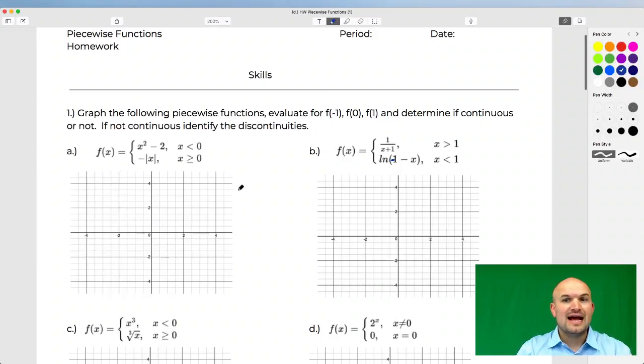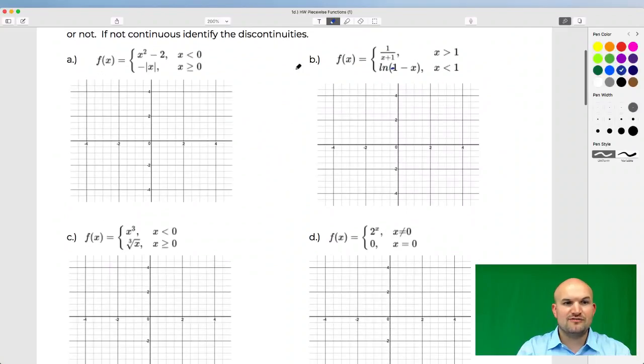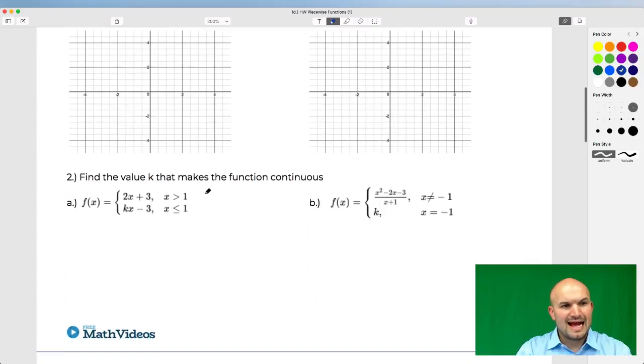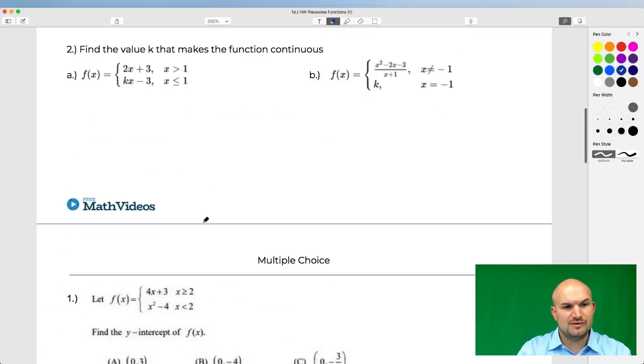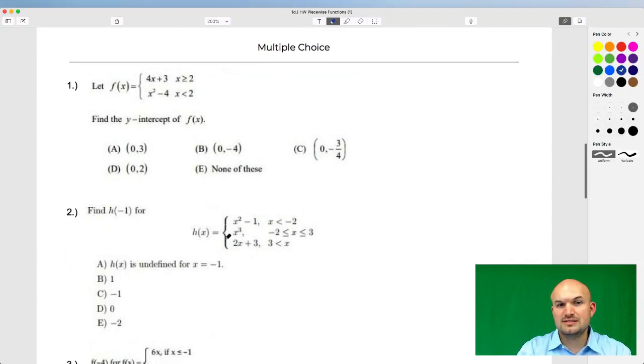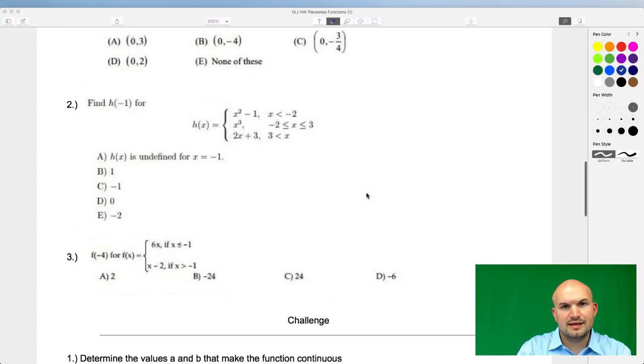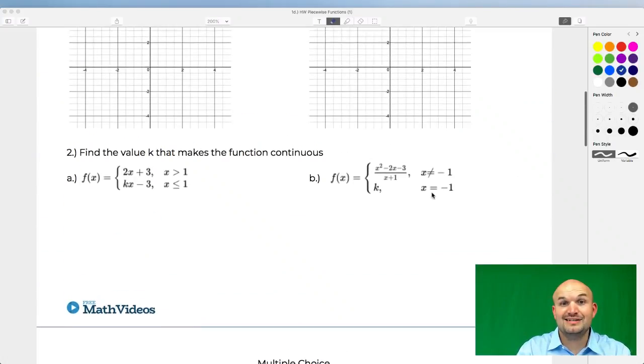In this homework assignment, basically what I want to cover is graphing piecewise functions, evaluating those piecewise functions for different values, and then determining if the function is continuous or not, and if it's not continuous, being able to identify the discontinuities. You can see here we have 4 piecewise functions we are going to work on. Then we're going to work on finding the value k that makes the function continuous. And lastly, we'll work on some multiple choice questions that will help prepare you. So let's get up top and get started.